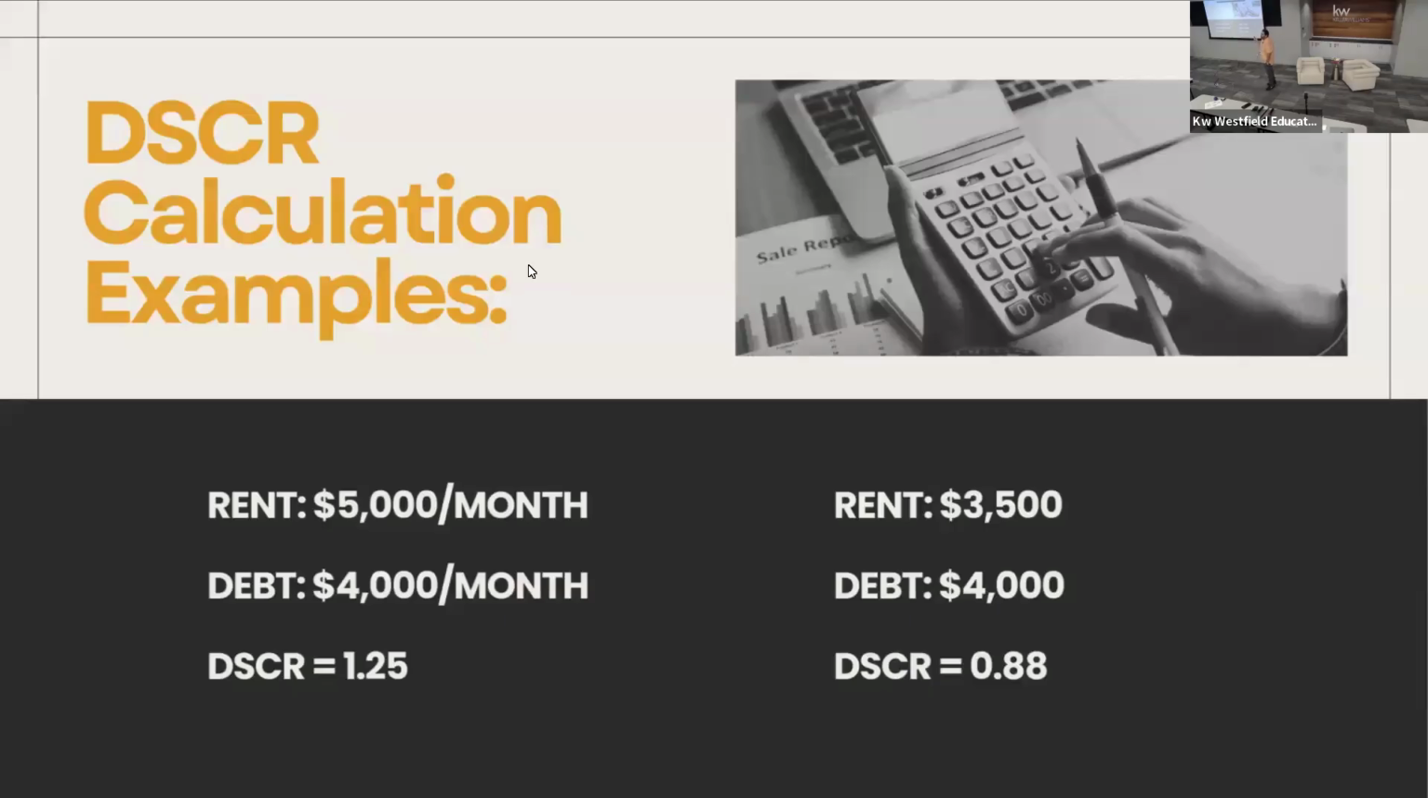So this is how we actually calculate what that coverage rate, that debt service coverage ratio, is. In our example number one here, if you've got a property and the gross rents on the property are $5,000 and your monthly mortgage payment is $4,000 per month, your debt service coverage ratio is going to be 1.25. So you're basically going to divide the rent by the debt, and it's going to get you your ratio. Does that make sense? And it's always by gross rents. It's always by gross rents.